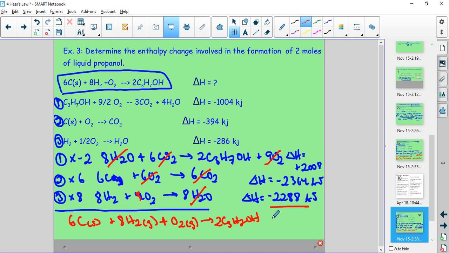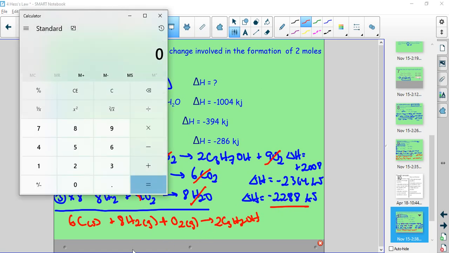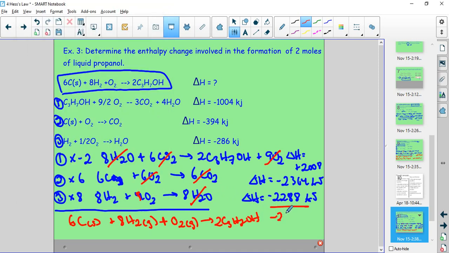That means all we have to do is add our final value here, and I don't have that ready, but let's go ahead and pull up a calculator, and we can say 2008 plus negative 2364 minus 2288, negative 2644 as our final answer. A bit messy, but minus 2,644 kilojoules is our final answer.